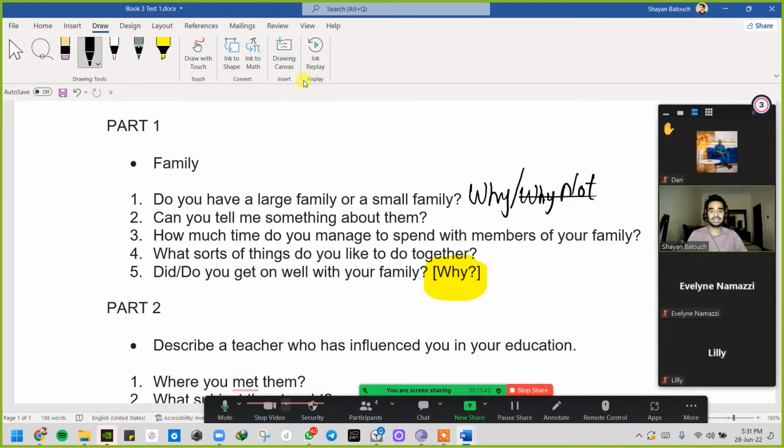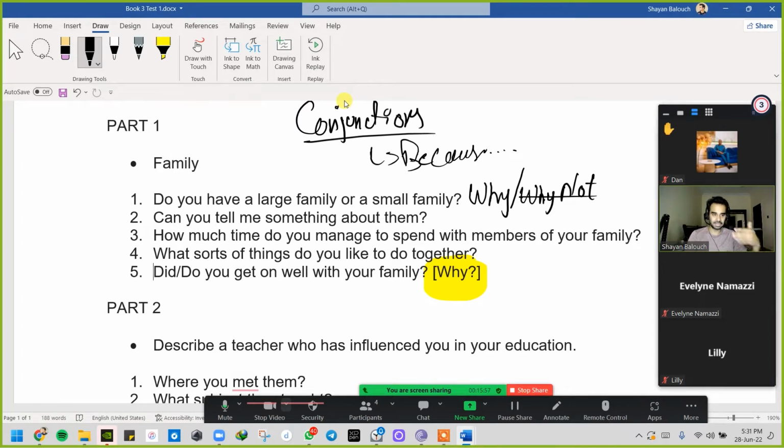All right, we're definitely going to study conjunctions as well. Then you have to add the word because. Because, and then your reason. Because this is the reason.